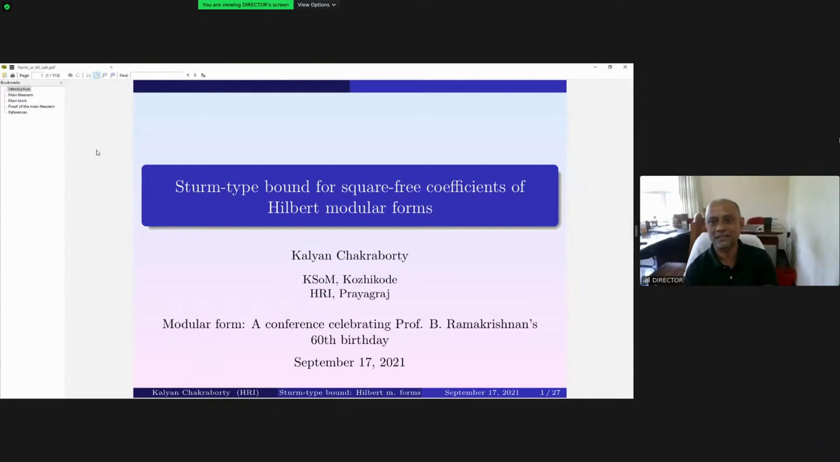And so I thank the organizers, firstly for organizing such a conference in honor of Professor Ramki, as he is popularly known, and for giving me a chance to speak here. I immediately grabbed it once I got the invitation. So let me tell a little bit about Ramki, as people are all serious, with mathematics going on.